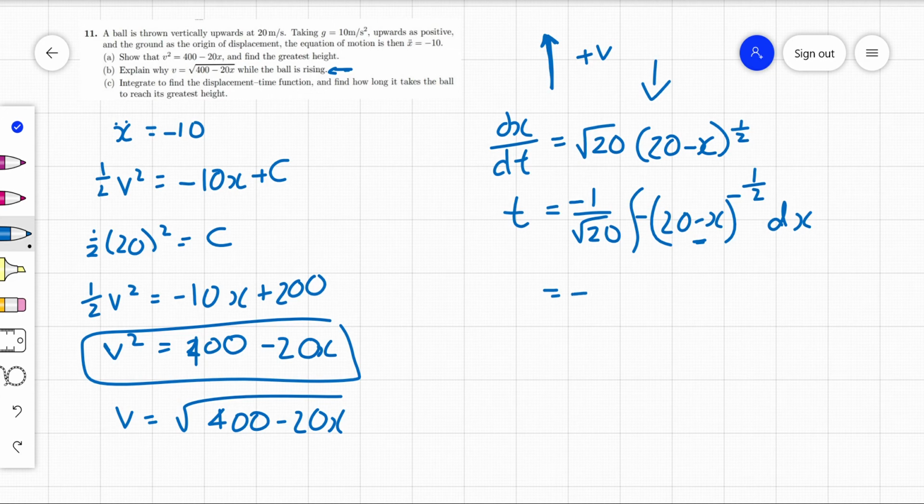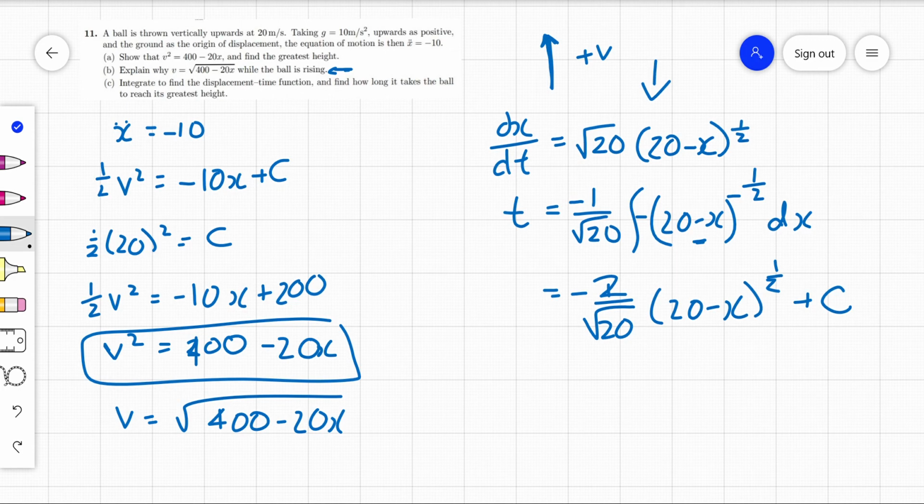So we've got negative 1 on root 20. We're going to divide by a half, so this is going to become a 2. We've still got 20 minus x, but now it's the power of a half, and we've got plus c. So we know initially we're starting off at x equals 0.